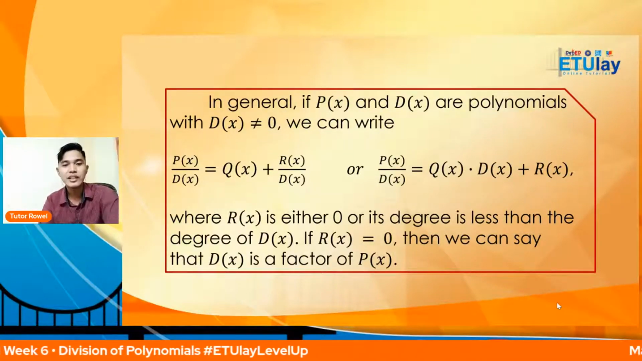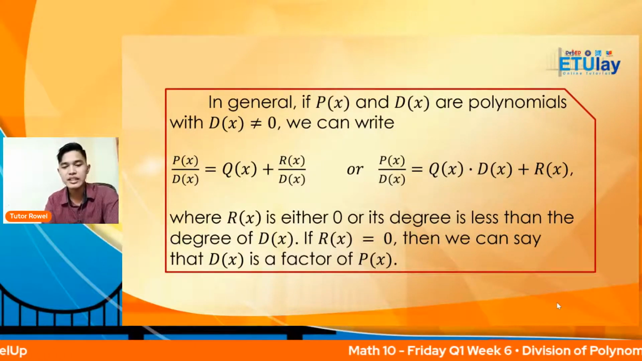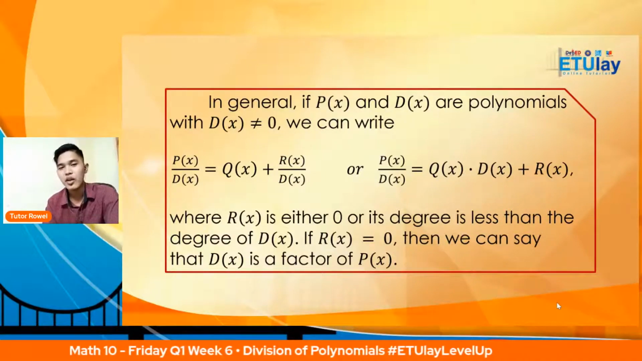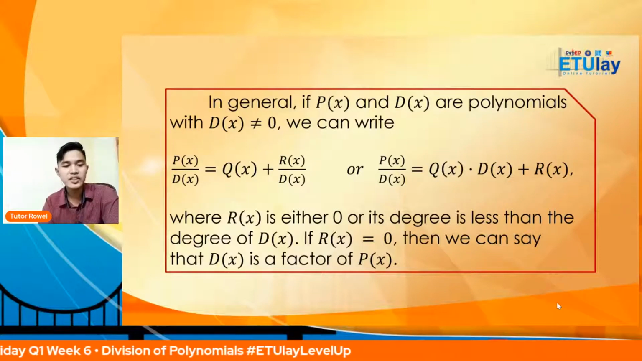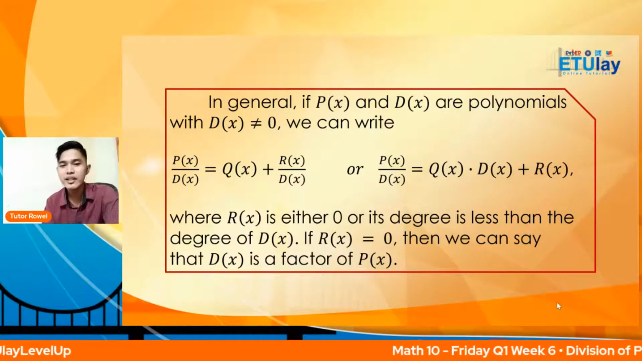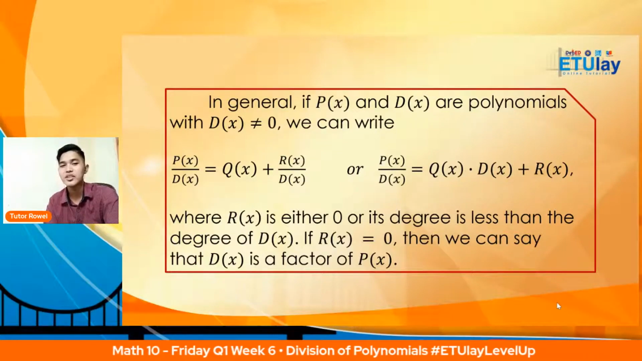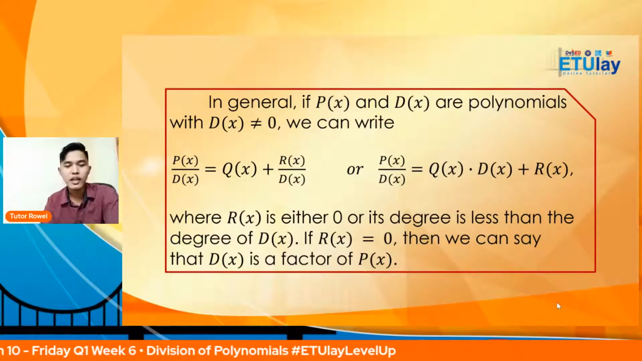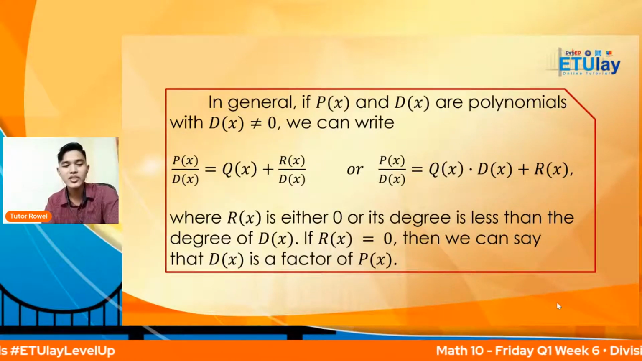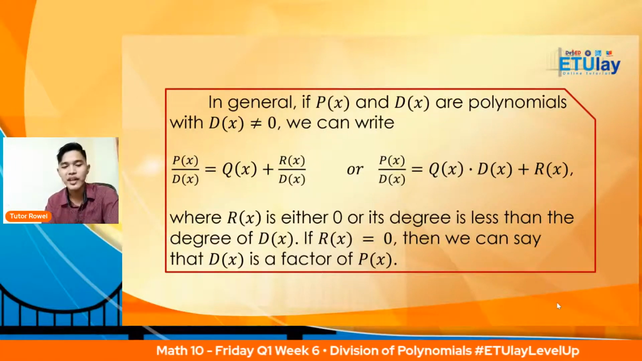So, we can write this one. Ito na nga yung given equation, where R of x is either 0 or its degree is less than the degree of D of x. Ang remainder, pwede maging 0 or pwedeng less than the degree of the divisor. Halimbawa, ang divisor natin second degree. Ang remainder natin, pwede maging first degree or maging 0 or constant. Okay po? Or 0 degree. So, kapag 0 naman yung remainder, ibig sabihin walang remainder, we can say that D of x is a factor of P of x.